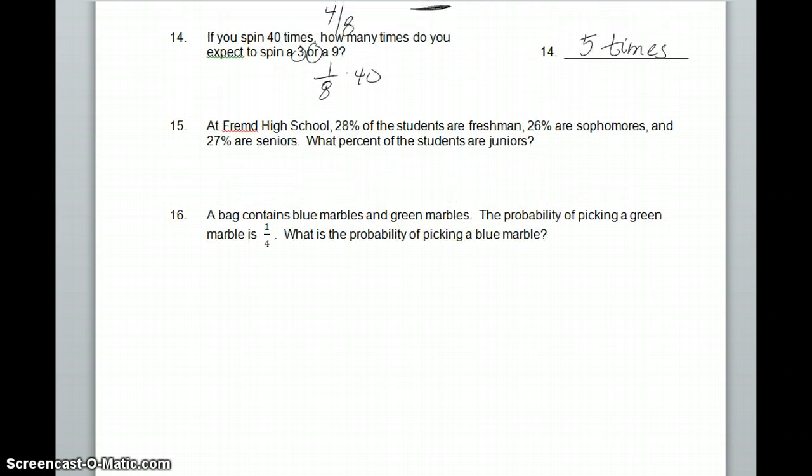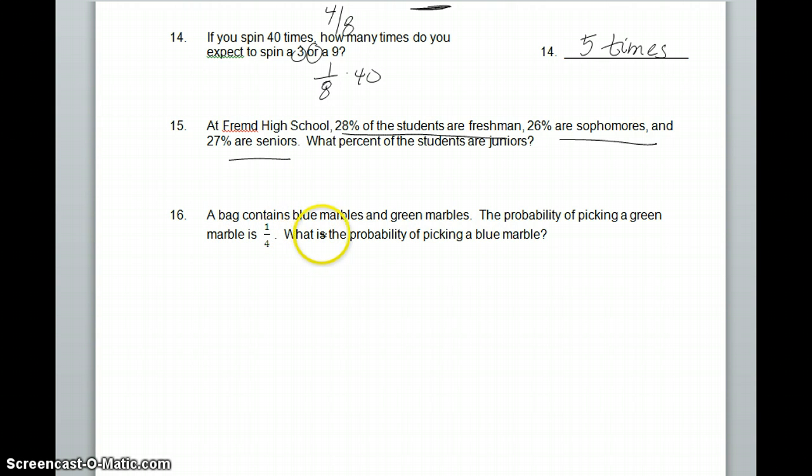When you're talking about percents or probability, it always adds up to 100%, or 1.00 if you want to think of it as a fraction. So if 28% of the students are freshmen, 26% are sophomores, and 27% seniors, what is the percent of juniors? I think you guys can figure that out. You add them up and subtract from 100.